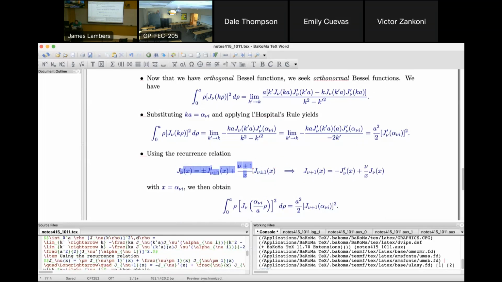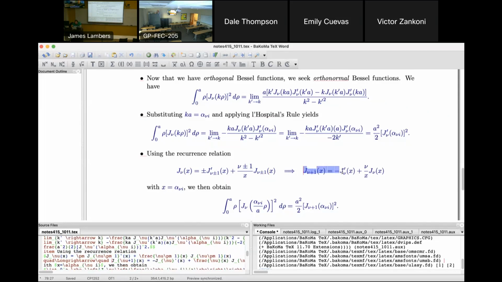So what I do with this is I'm going to choose the minus sign, and I'm going to perform an index shift. So where we see nu, that'll become nu plus 1. Then nu minus 1 on the right side will become just nu. So this recurrence relation, by choosing the minus sign, is equivalent to this one.